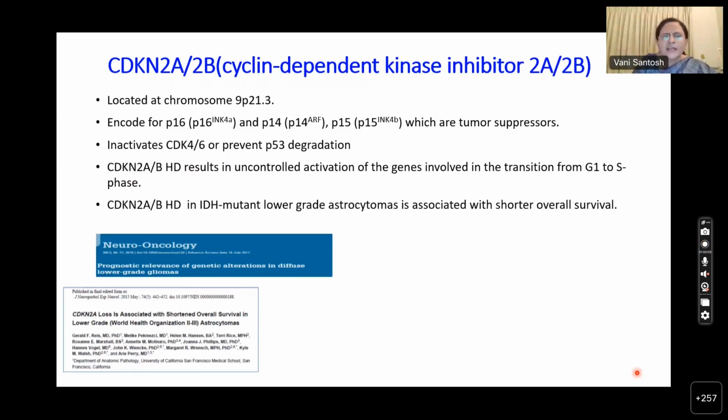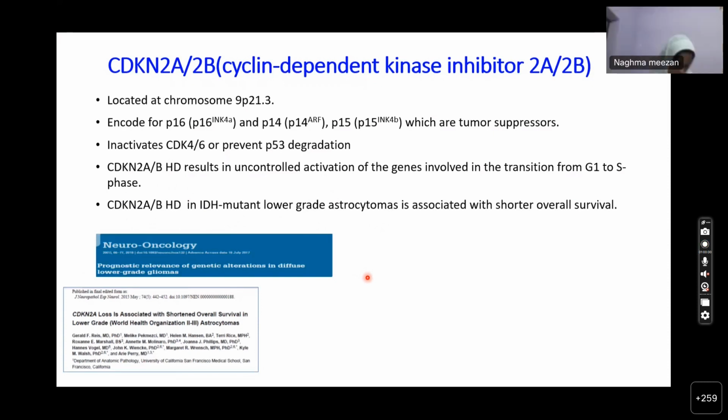Several studies, I've just shown one or 2 studies over here, have shown that when there is CDKN2A/B homozygous deletion in IDH mutant lower grade astrocytomas, it was associated with a short overall survival. And that is the reason WHO CNS5 has picked up this marker for molecular grading of IDH mutant astrocytomas.